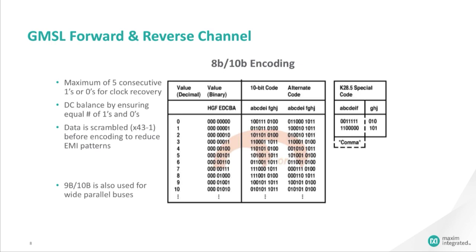8B/10B encoding avoids this problem by making sure all possible 8-bit words are converted to a 10-bit word with no more than 5 consecutive ones or zeros.